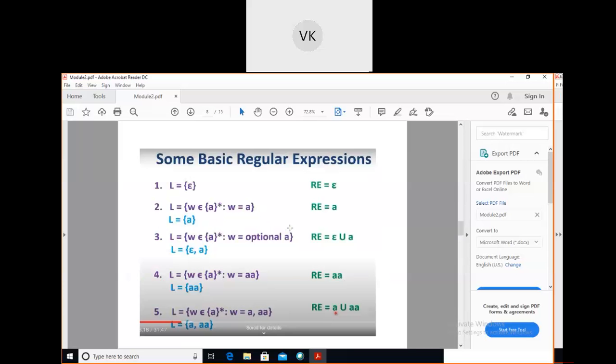Here you see some of the basic regular expressions. How to write regular expressions from regular languages. In these examples, we are going to see how to write the regular expressions from the regular languages.